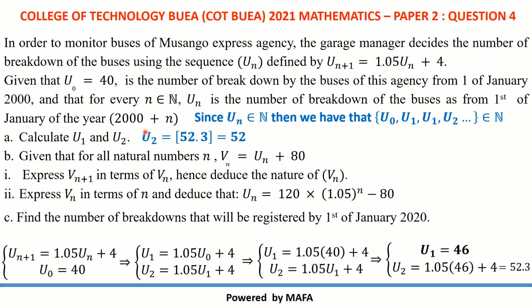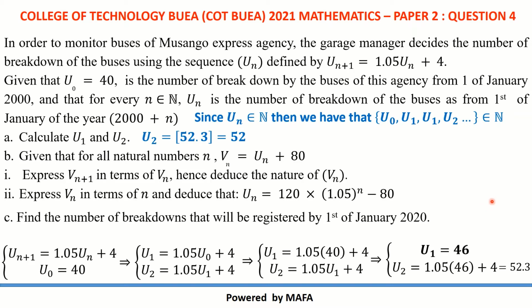So our u of 2 is going to give us 52. Now remember that u of 2 is the number of breakdowns of the buses from the 1st of January of the year 2002. So there were 52 breakdowns. U of 1 is from the 1st of January 2001. There were 46 breakdowns. All right, so we are done with option A of question 4.